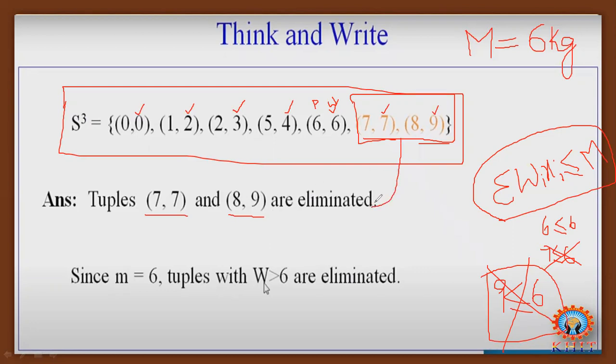Why do I need to eliminate these two pairs? Because they have exceeded the knapsack capacity. The knapsack capacity is 6. Here the total weight exceeds the knapsack capacity. That's why I have removed these two pairs. Once I have removed these pairs, you can update the pair values of S power 3. The pair values of S power 3 are 0, 0, 1, 2, 2, 3, 5, 4, and 6, 6.